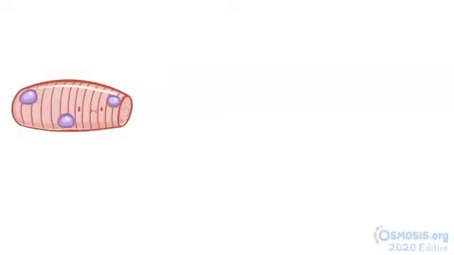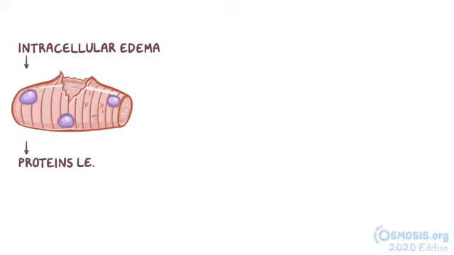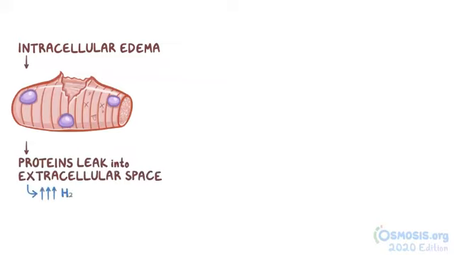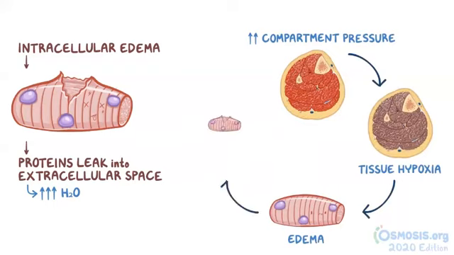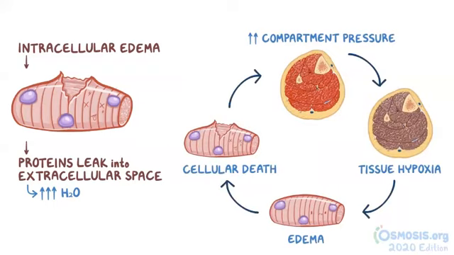If hypoxia lasts too long, intracellular edema can lead to cell membrane rupture, causing proteins to leak out into the extracellular space. These proteins draw more water from the capillaries, and we get a vicious cycle of increased compartment pressure, tissue hypoxia, edema, followed by cellular death, and even more pressure.